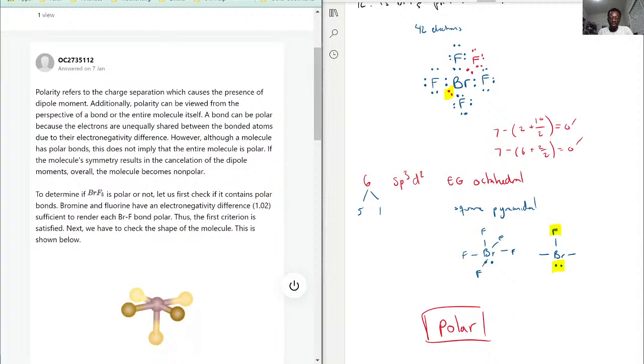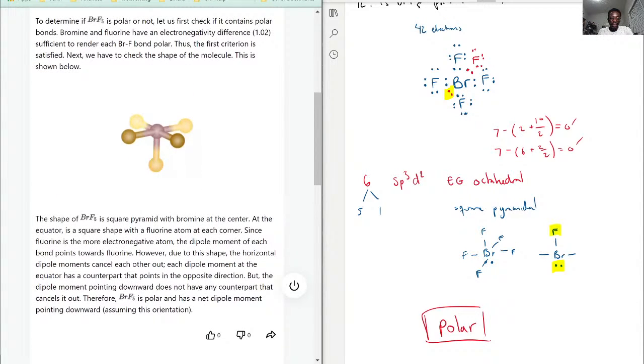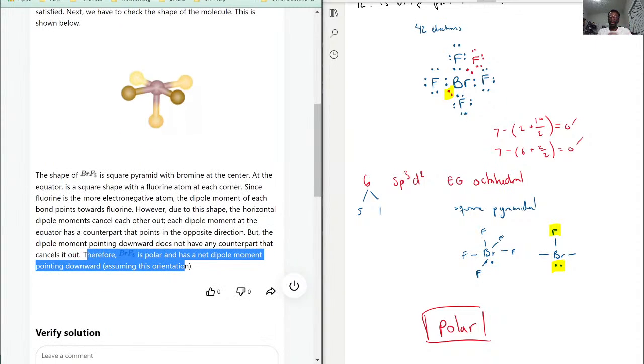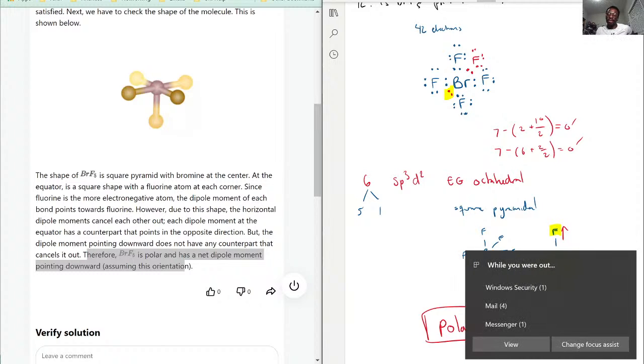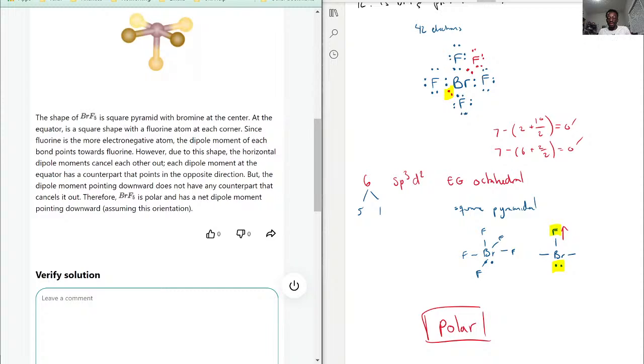As I said, square pyramidal, which is what I drew, and therefore it's polar and has a net dipole moment pointing towards this fluorine up here, because it is the more electronegative between them, between bromine and fluorine.